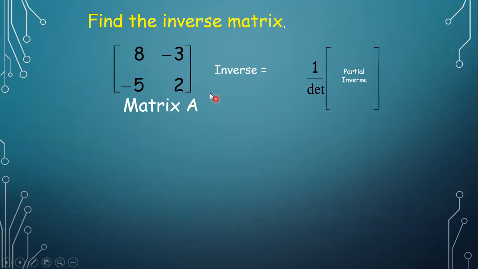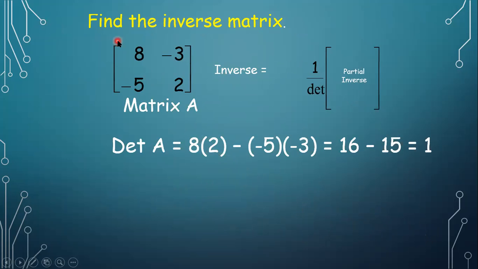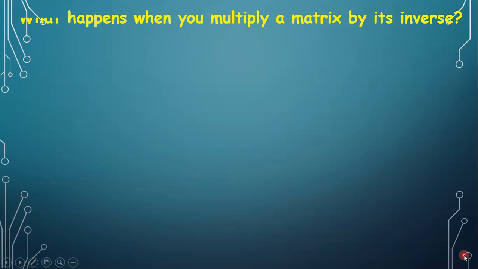So that is how we find the inverse of a matrix. Even if it is this one, the general formula is 1 over determinant times the partial inverse. The determinant is got by this minus this product here, which is this one here, and is 1. And we go ahead and get the inverse. You can see the 8 and the 2 are interchanged, and then the signs of this and this are changed, such that the answer is that one.